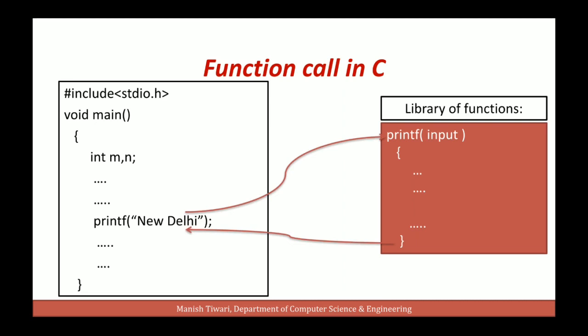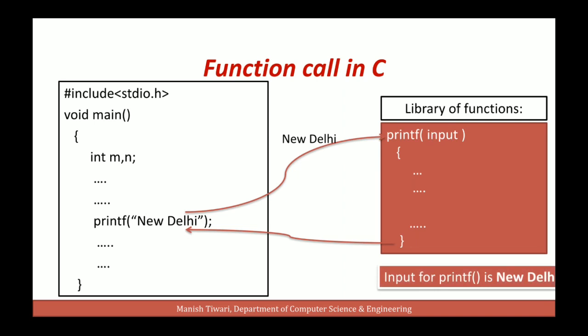And here you see that we are providing an input to this function also, and this function is performing its operation on this input. So this New Delhi is the input for this printf function, and this will print this input, which is New Delhi, on the monitor. So this printf takes an input also.